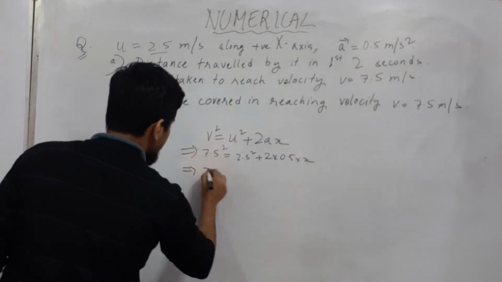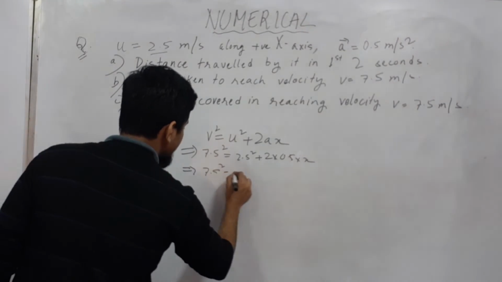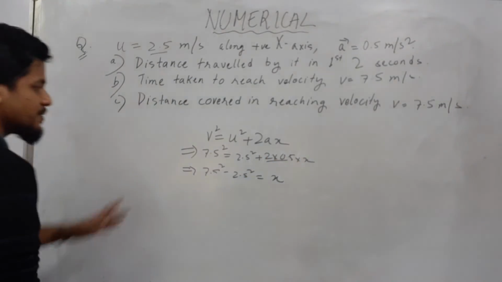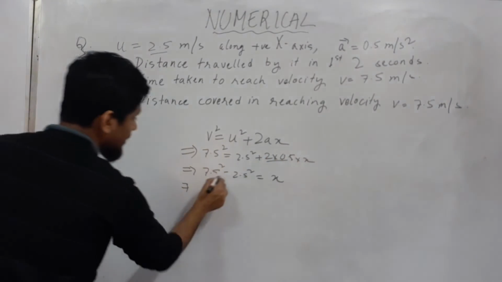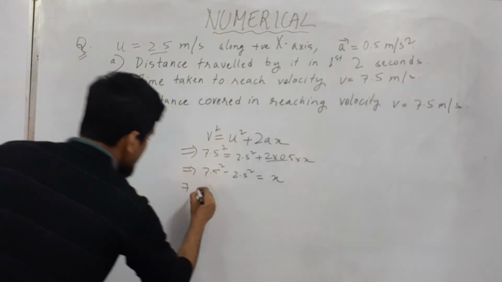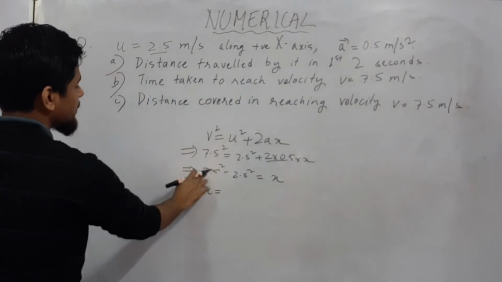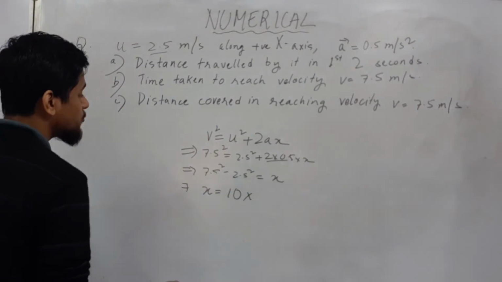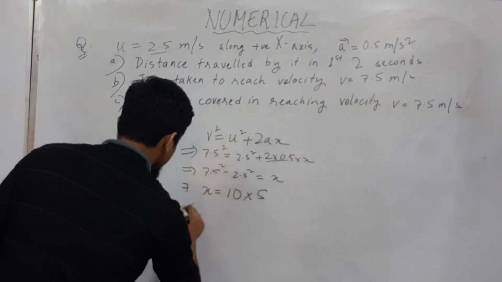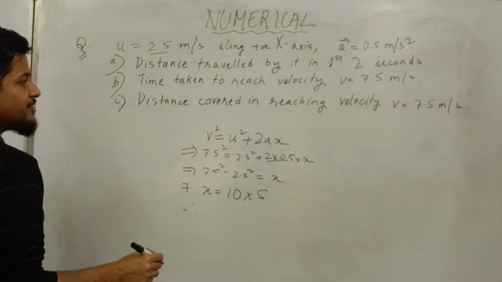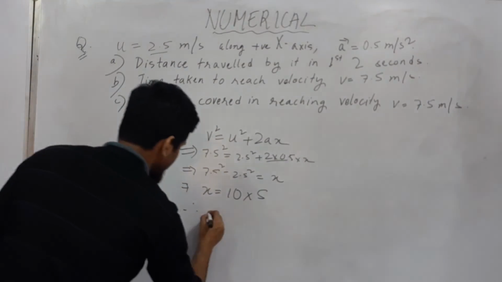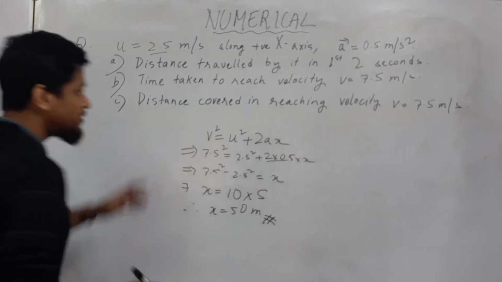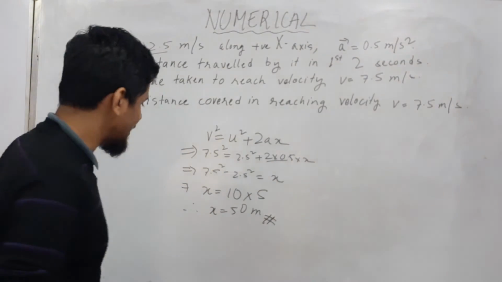So this will give us 7.5 whole square minus 2.5 whole square is equal to x. 2 into 0.5 is basically 1 and this is equal to x. So this is basically the a square minus b square formula. So it implies that x is equal to 7.5 plus 2.5, this will be 10, and 7.5 minus 2.5, this will be 5. So the distance covered in reaching velocity v equal to 7.5 is basically 50 meter when we reach the velocity 7.5 meter per second.